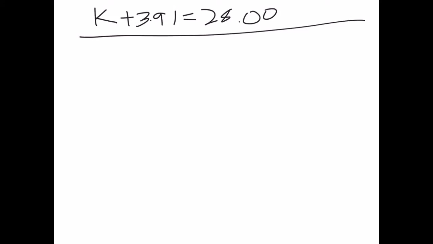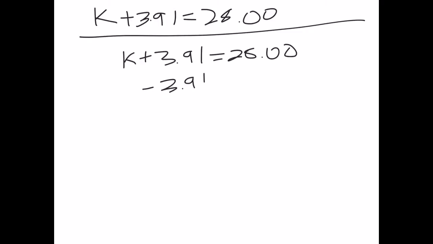For this one, we're going to have K plus 3.91 equals 28.00. We're going to subtract 3.91 from here, and then also subtract it from this side. We're going to cancel these out, and now I'm just left with a K.